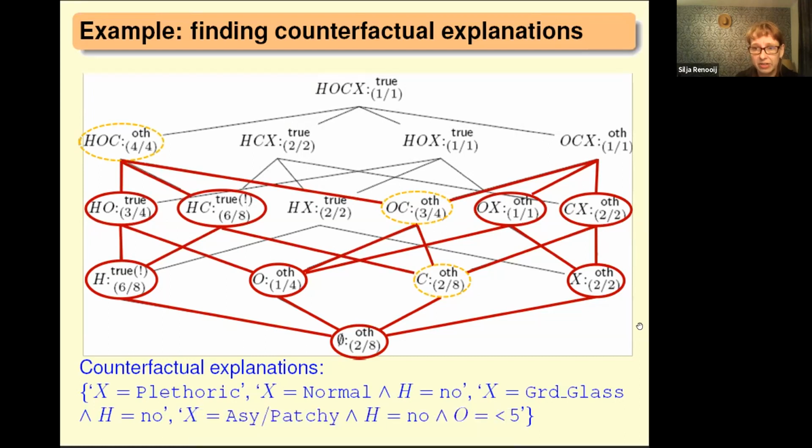That's not always necessary, and especially when all the variables are binary valued, I typically stop much higher up in the lattice, and I don't have to continue all the way down. So in this case, I find 4 different counterfactual explanations for 3 of these lattice elements. I have one here with a value of x that is different from observed. I have 2 here, with 2 different combinations of values for x and h. And I have one here for a combination of values for x, h, and o.